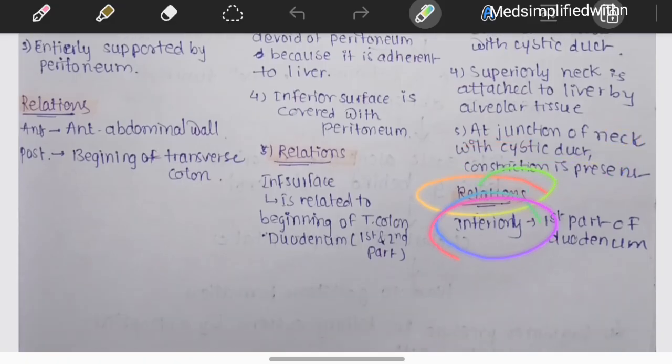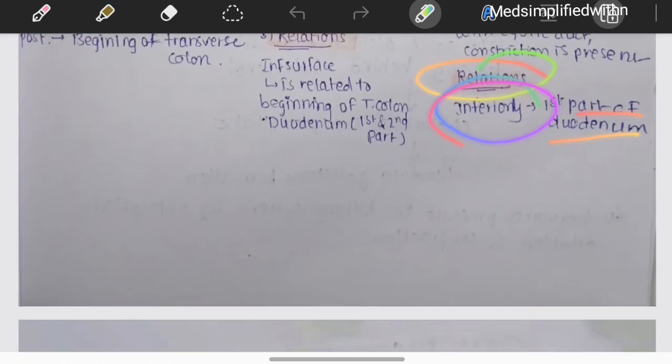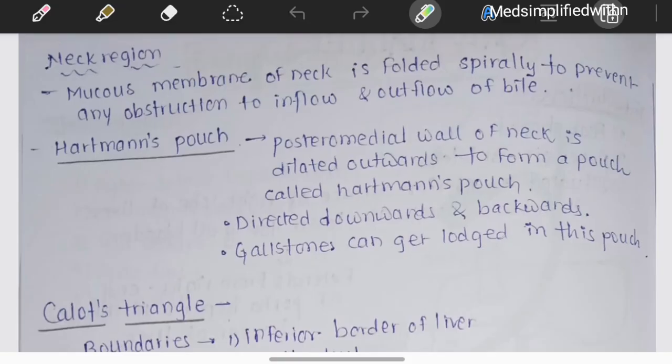It's related inferiorly. It's part of the first part of the duodenum. Some important points related to the neck region of the gallbladder: the mucous membrane of the neck is folded spirally to prevent any obstruction in the flow and outflow of the bile. These spirally folds you will see afterwards in diagrams.